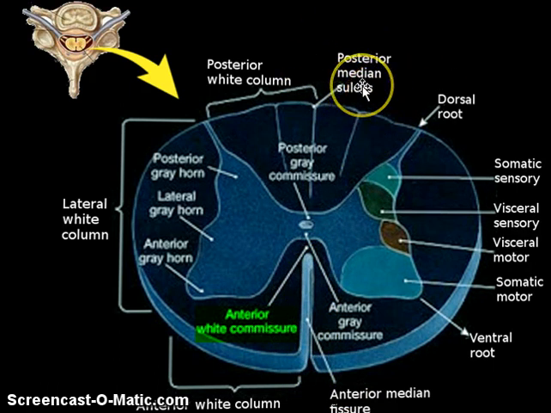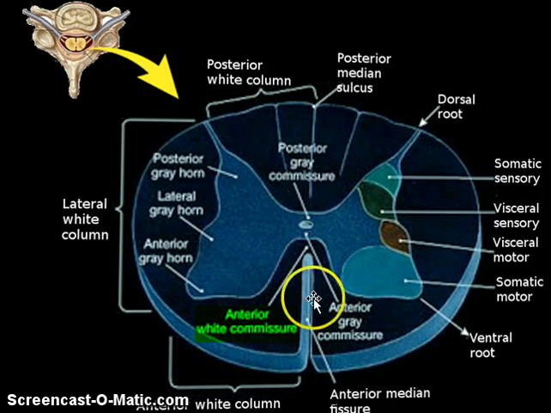Sulcus and the fissure, they are one and the same. So sulcus is also a kind of groove. It is about 4 to 6 mm in depth. This posterior median sulcus is about 4 to 6 mm in depth. So I guess it is clear what the posterior median sulcus is.